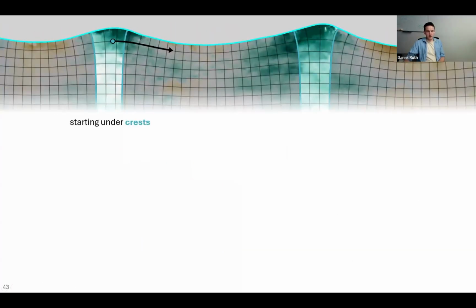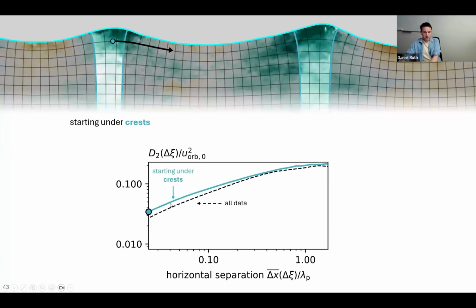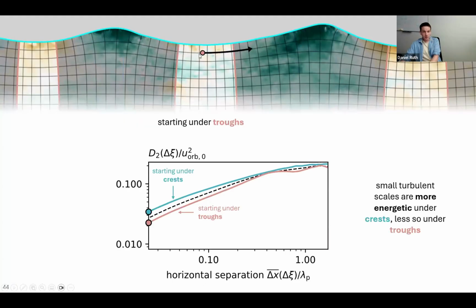All right, so if we start by considering the second order structure function that one gets, solely considering separations that start under wave crests, we get the curve that's shown in blue here. You can see that the turbulence under the crests, at least at small scales, is more intense than what we have overall on average, which is the dashed line. And similarly, if you condition your second order structure function on starting just under the troughs, you get the result shown in pink here, where it's less intense than overall.